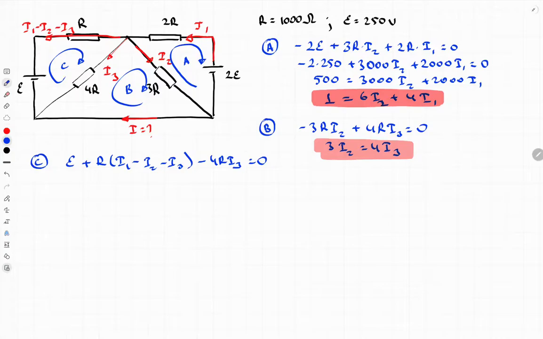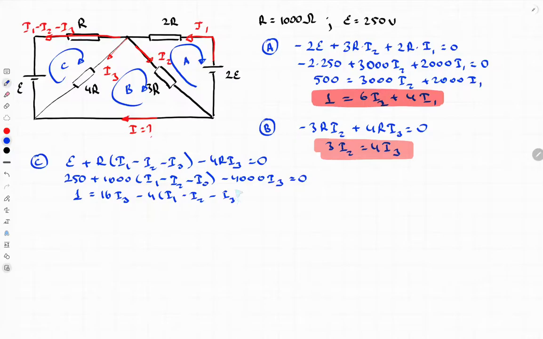So E equals 250, R is 1000: minus 250 plus 1000 times (I1 minus I2 minus I3) minus 4000 I3 equals zero. We can divide both sides by 250, and here we'll have 1 on one side, and on the other side 16 I3 plus 4 times (I1 minus I2 minus I3). So this is equation number 3.